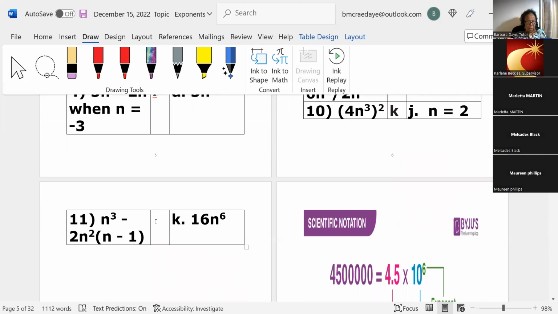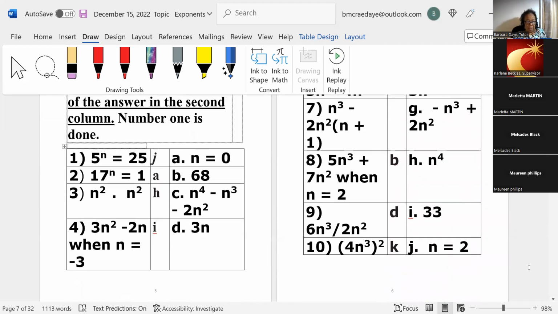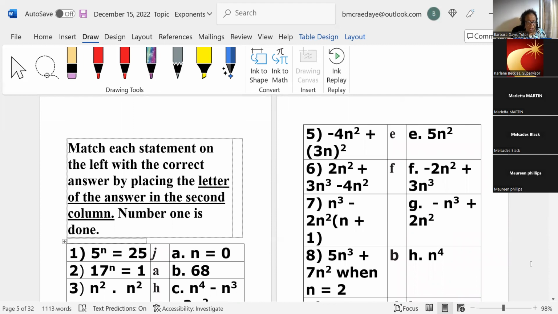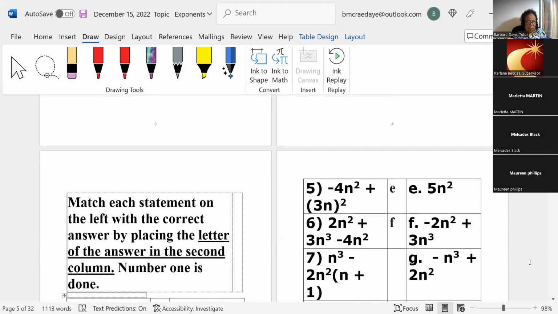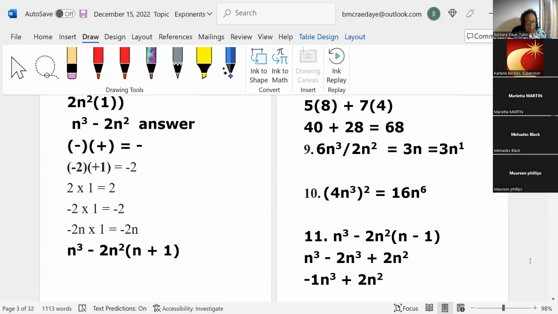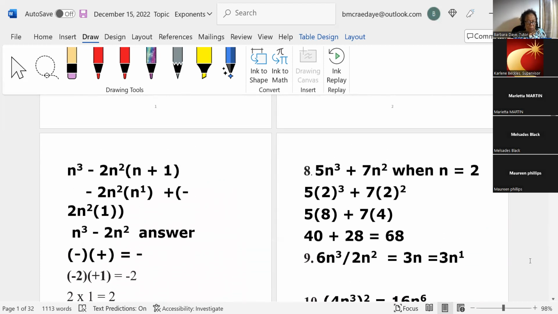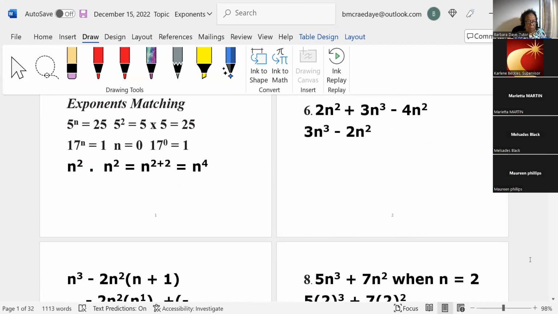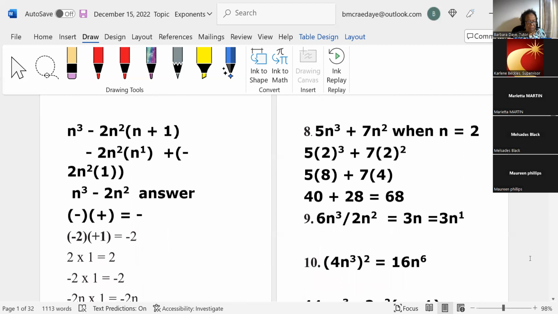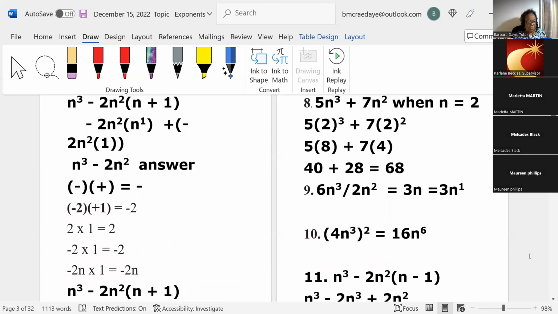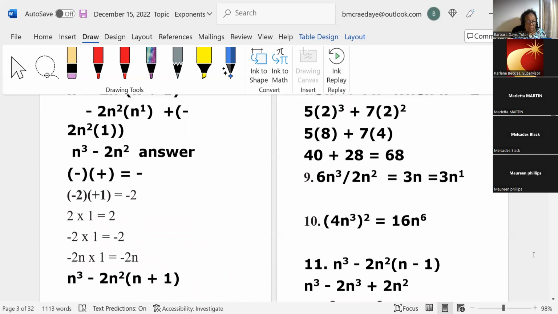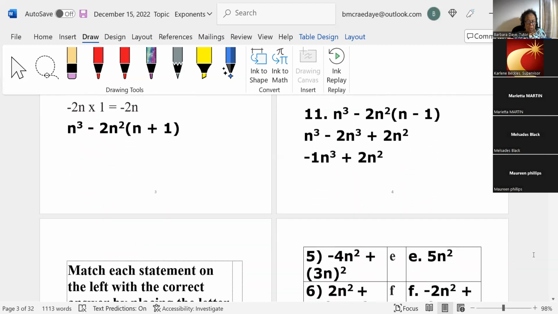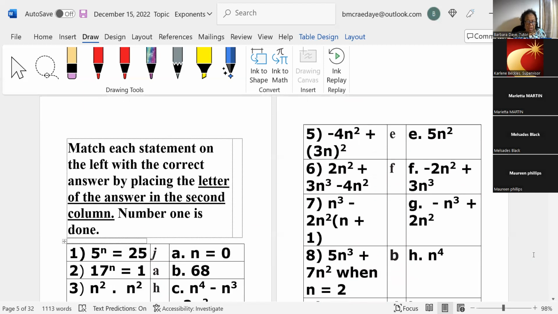Okay, so 11. Okay, let me write off number 11. This is G. And the other one, I think we had C, but the C answer, let's go back up there. Oh, that was number 7. Was it 7? Yeah, number 7. Number 7, we got n to the third minus 2 n to the second.